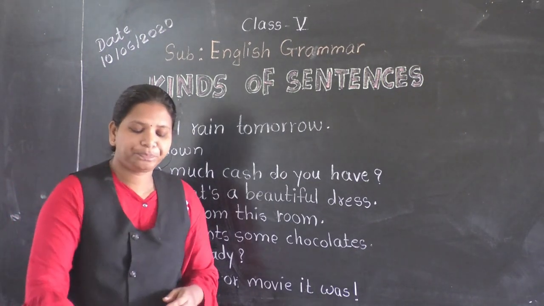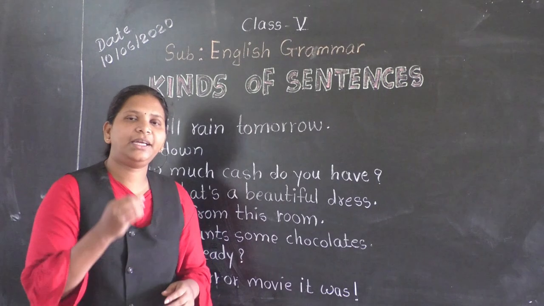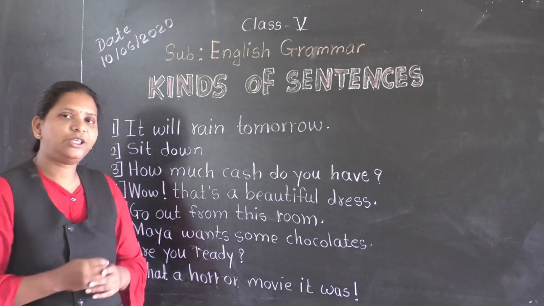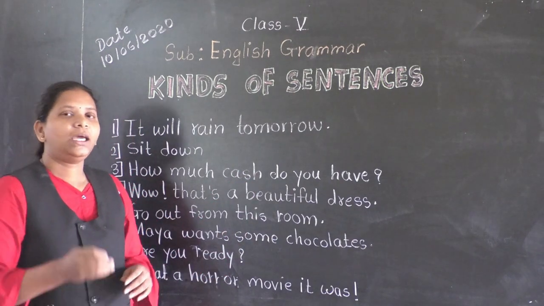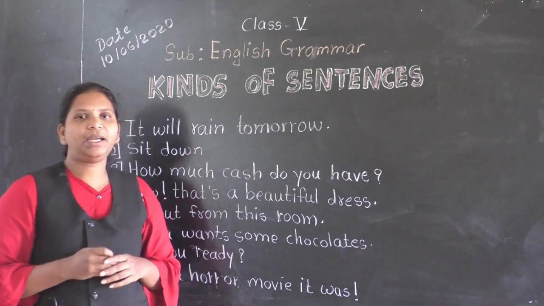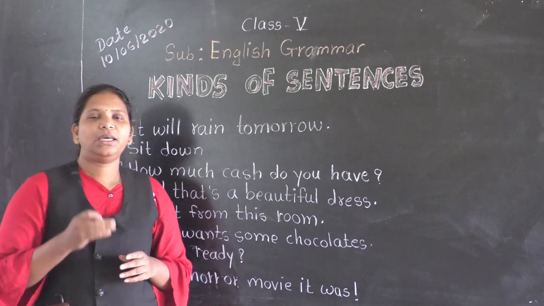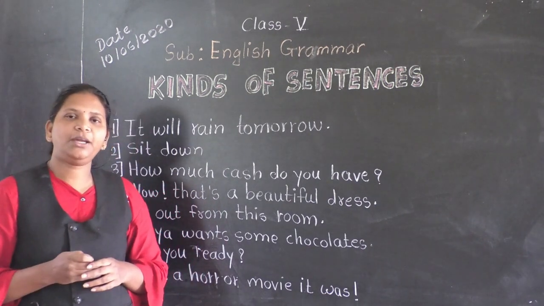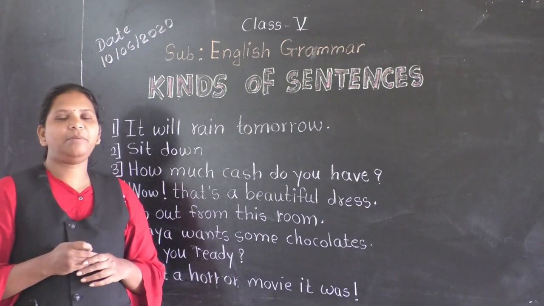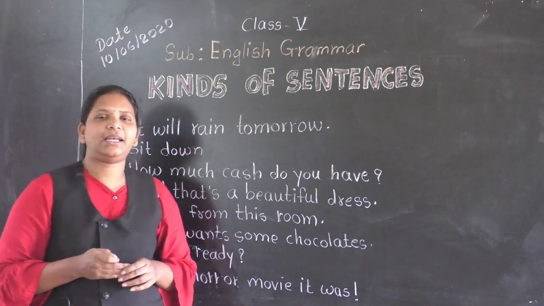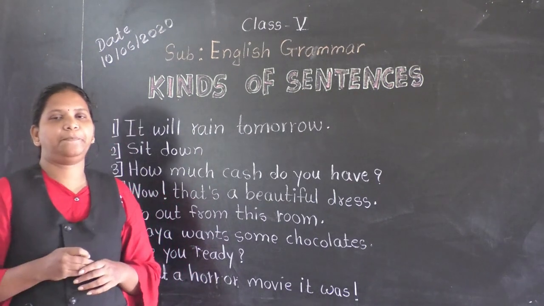You have to write the kinds of the sentences in front of the sentence. If the sentence is imperative, write Im. If the sentence is interrogative, write In. If the sentence is exclamatory, write E. And if the sentence is assertive, write A.